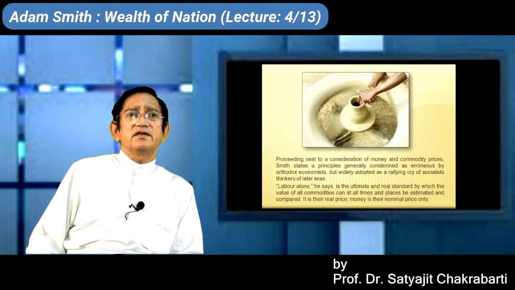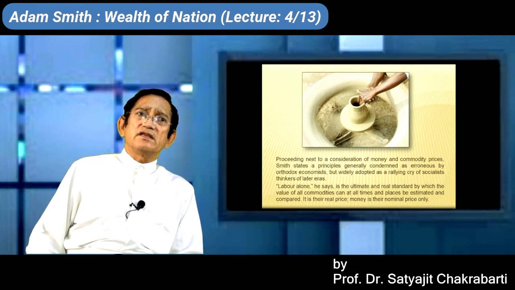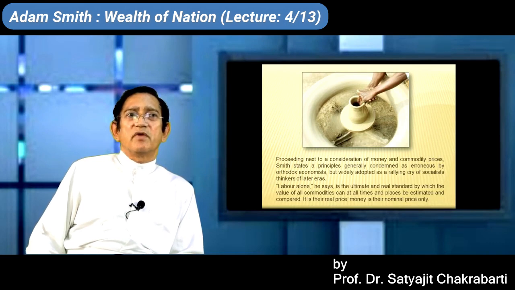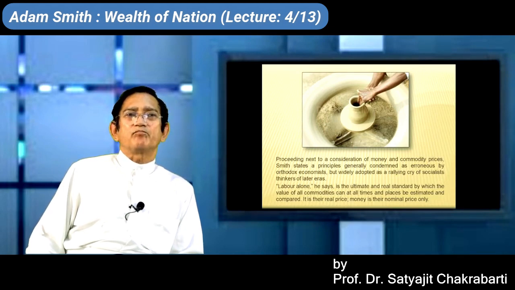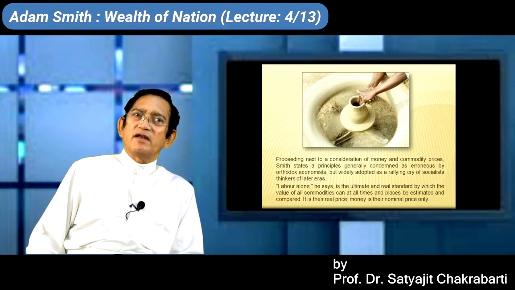Proceeding next to a consideration of money and commodity price, Smith states a principle generally condemned as erroneous by orthodox economists, but widely adopted as a rallying cry of socialist thinkers of later eras. Labor alone, he says, is the ultimate and real standard by which the value of all commodities can at all times and places be estimated and compared. It is their real price, and money their nominal price only.